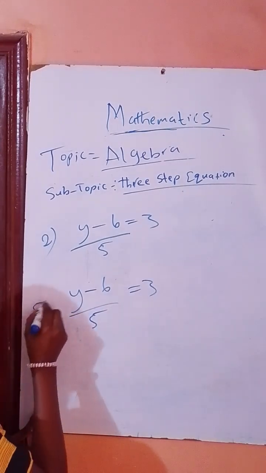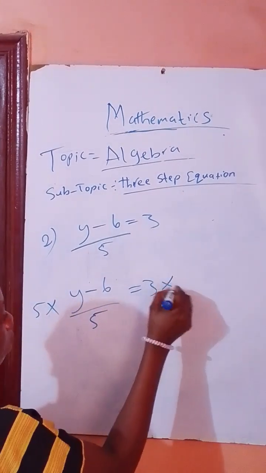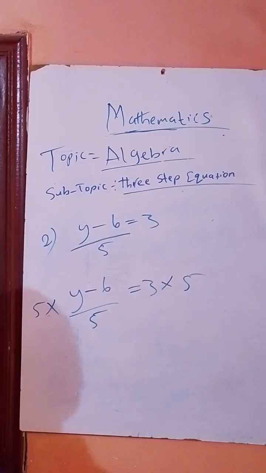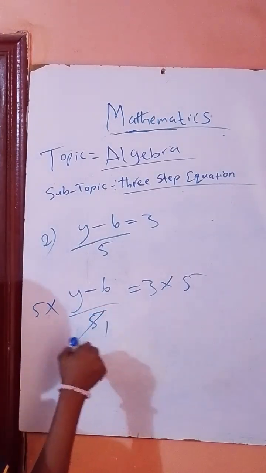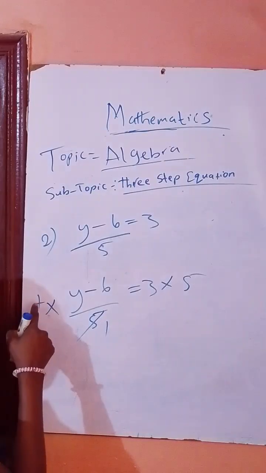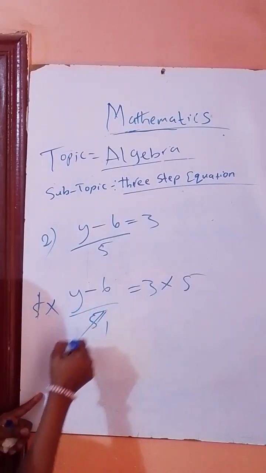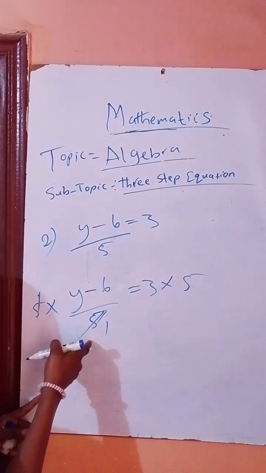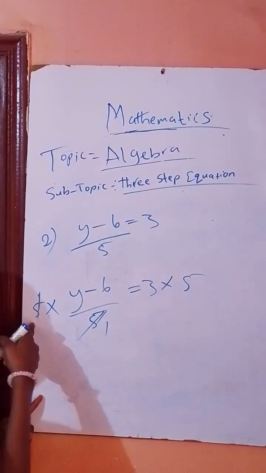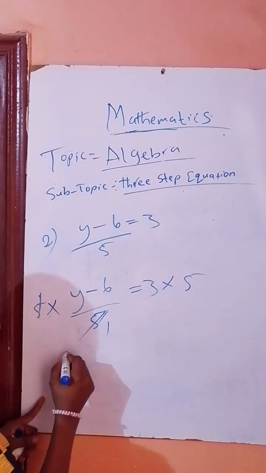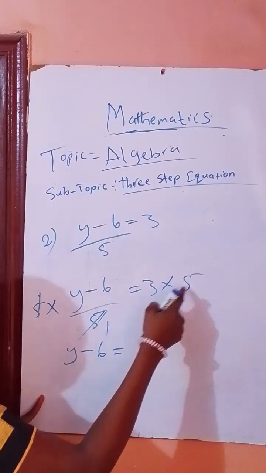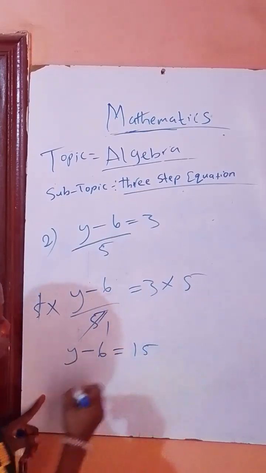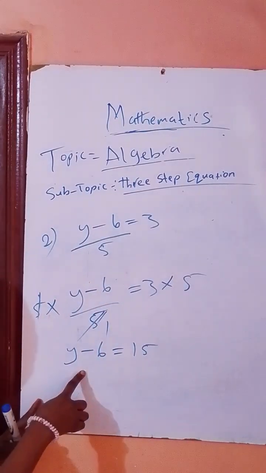I added 5 here and 5 here. That means this 5 will cancel this 5. Then we are left with y minus 6 equals 3 times 5, which is 15. This is what we are left with.